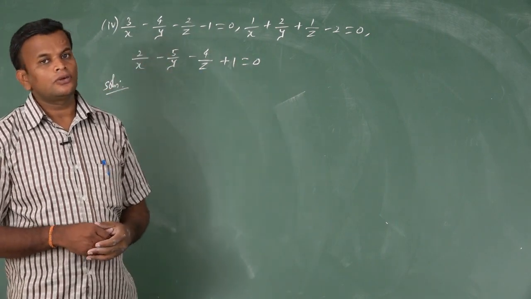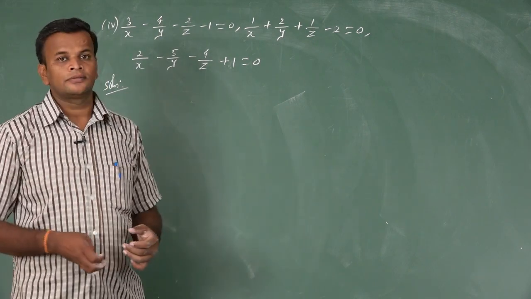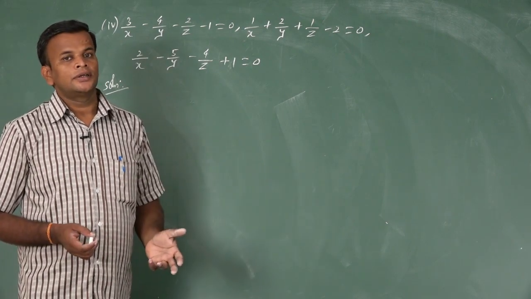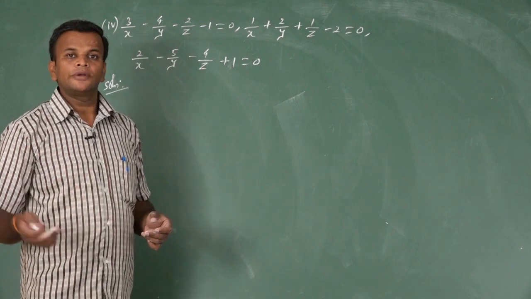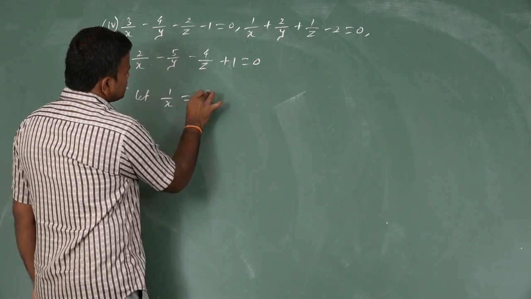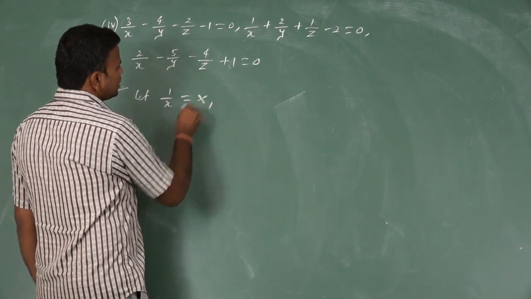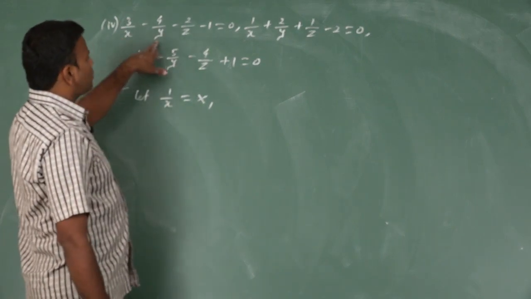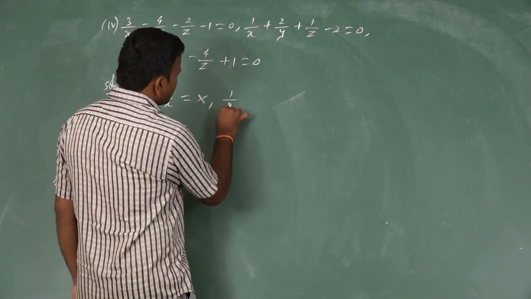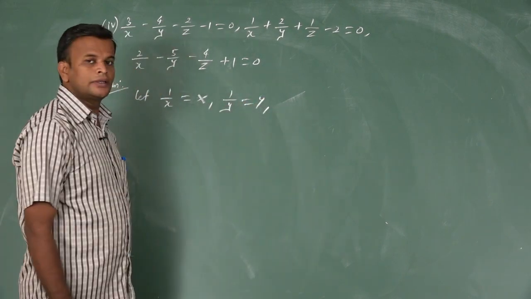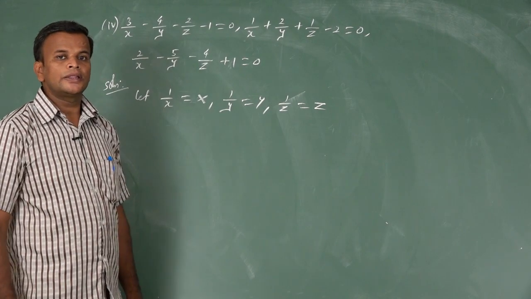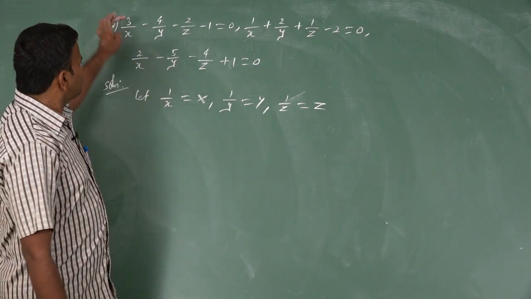How to solve? In the equations we already see 1 by x is there. So we take 1 by x as a variable, another variable for the others. It's a choice, we can put any letter. We usually take capital X, capital Y, and capital Z. So first step, let 1 by x be capital X. X, Y, Z all lie in the denominator, so I will take 1 by x as capital X, 1 by y as capital Y, and 1 by z as capital Z.